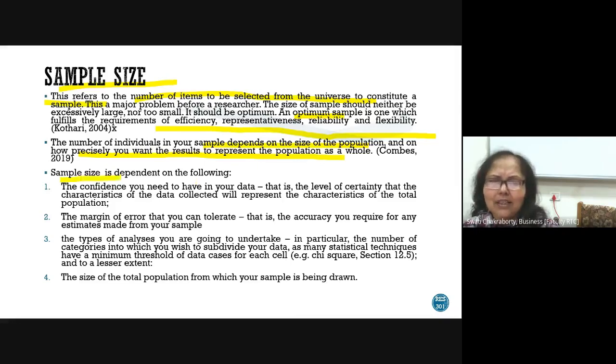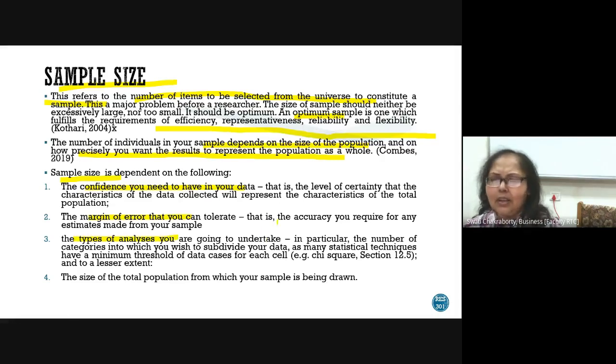So sample size is dependent on the following criteria: the confidence you need to have in your data, that is the level of certainty that the characteristics of the data collected will represent the characteristics of the entire population. The margin of error that you can tolerate, that is the accuracy you require for any estimates that you make from your sample. The types of analysis you're going to undertake.